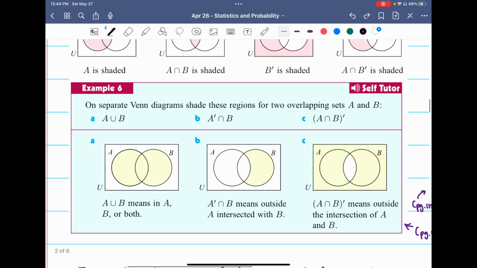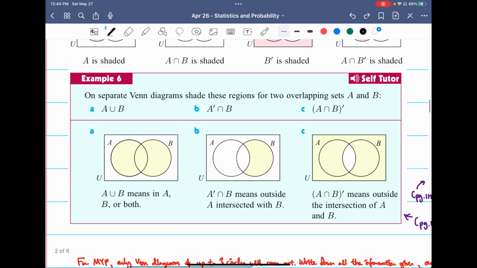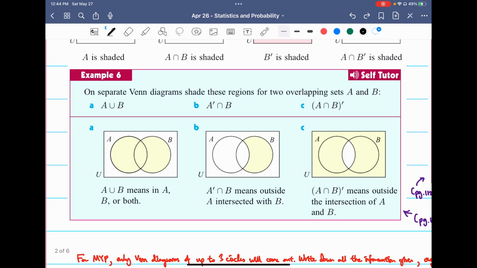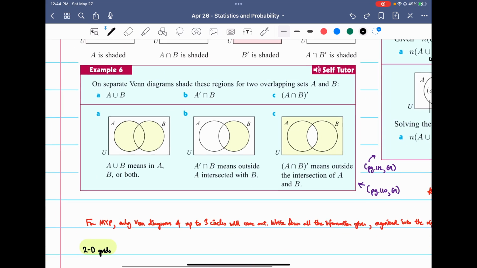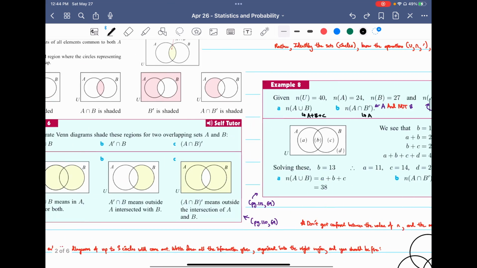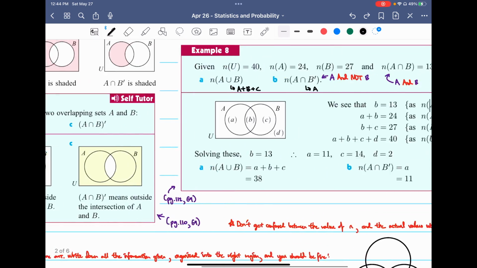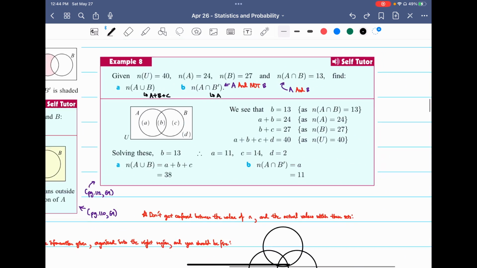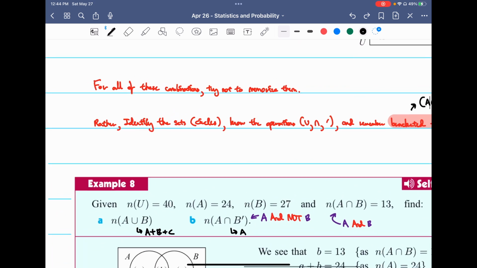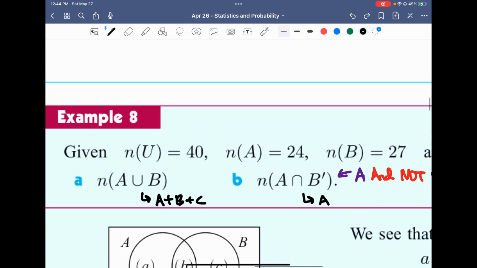On a separate Venn diagram, shade these regions for two overlapping sets: A, A∪B, A not and B, A and B not. Yes, you guys can try this by yourself. I don't think this is a major issue that's going to come up in your tests, but let's look at this question, because this question is a little fun. Okay, I'm just going to try to cover the answer.